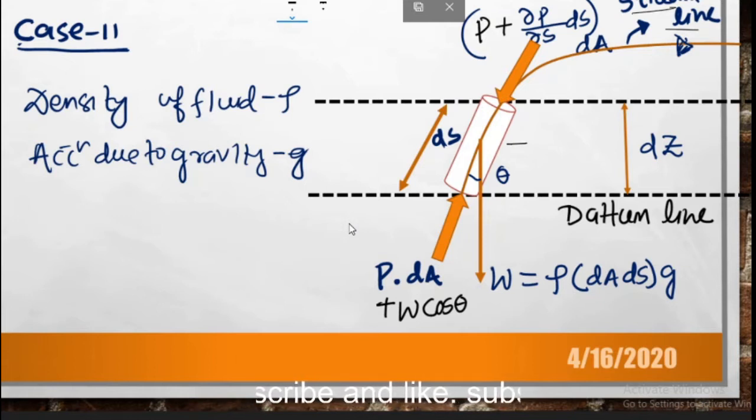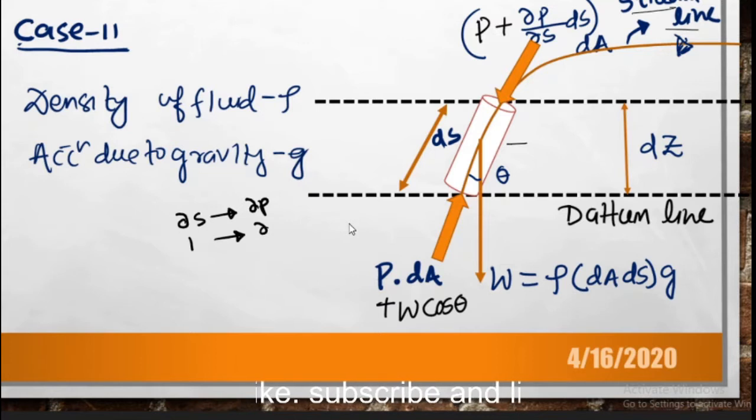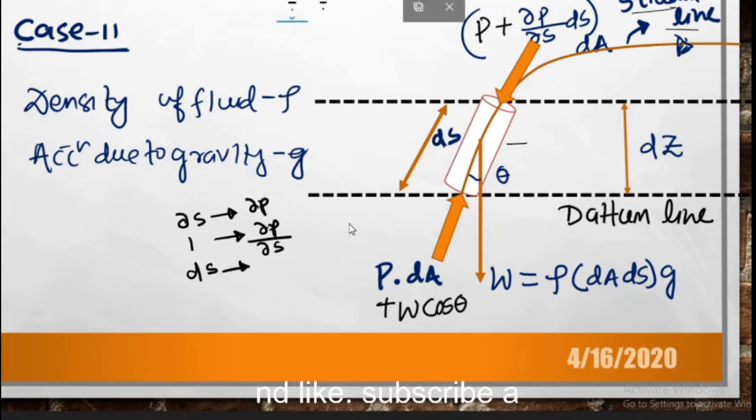How does this come? For a very small change ds, suppose there is a change in pressure dP, because pressure is a function of distance only. So for a unit change in distance, the change in pressure will be del P by del S. If there is a ds change in path, the change in pressure is del P by del S into ds. So that has been considered here: P plus del P by del S into ds.